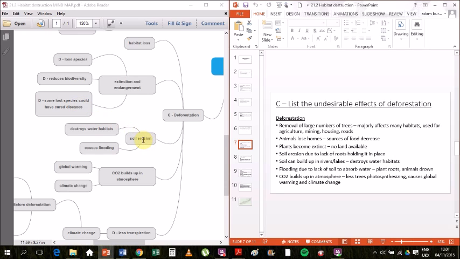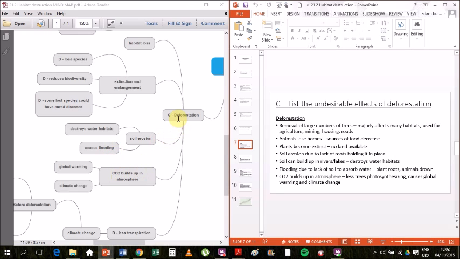Soil erosion occurs because if you deforest an area, the trees that anchor the soil in place aren't there. So the soil can be eroded and washed away, and it can build up in water systems like rivers and pollute them and stop them from thriving. And because soil's really good at absorbing water, once it's eroded and gone, the ground can't absorb as much water, so there's a lot more flooding.